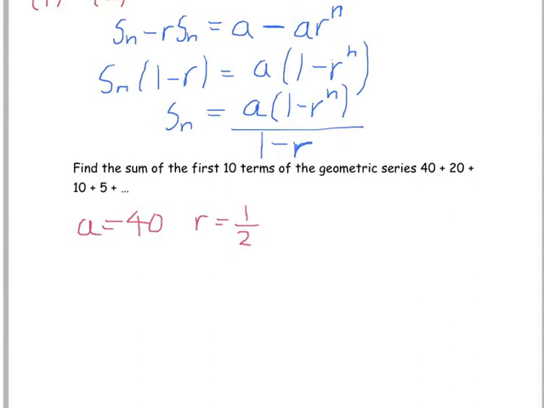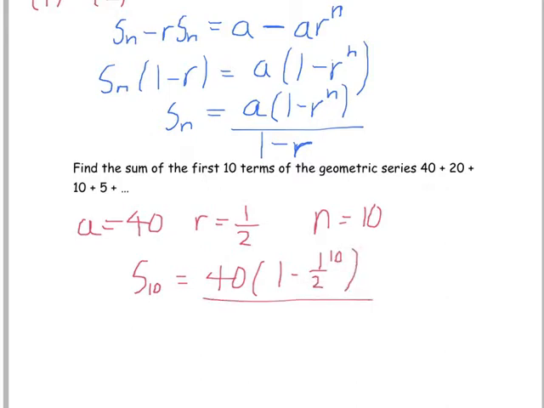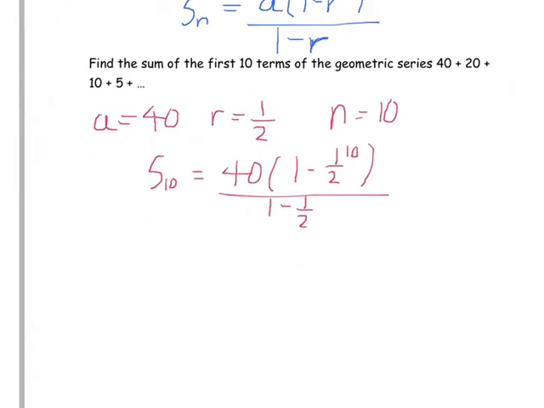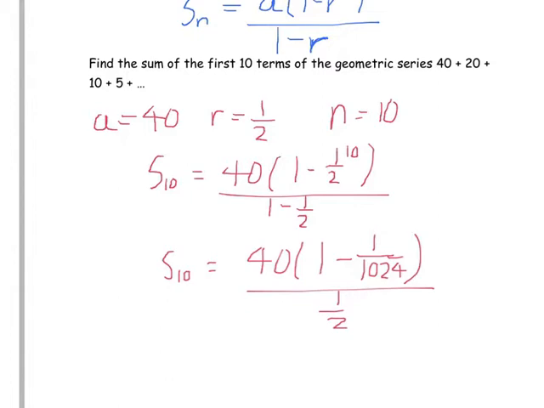So in our rule, we're trying to find S_n, the sum of the first 10 terms. The sum of the first 10 terms is equal to the first term, 40, multiplied by 1 minus a half to the power of 10, all divided by 1 minus a half. If we do a little bit of tidying up here, you'll get the following. The sum of the first 10 terms is equal to 40 times by 1 minus 1 over 1024, all over a half. You pick up your calculator and you'll get the value for the sum of the first 10 terms as 79.92.